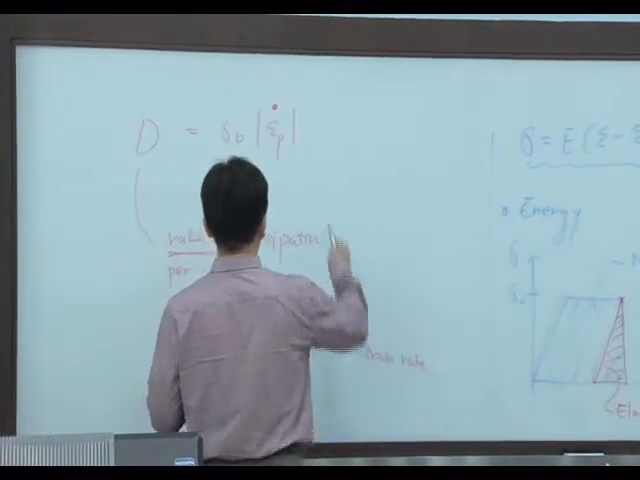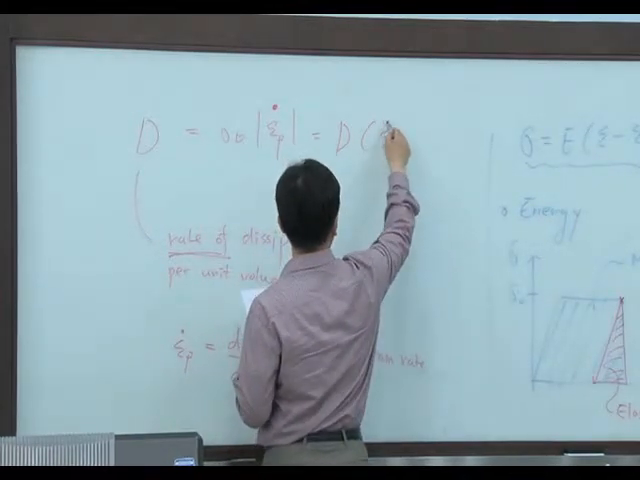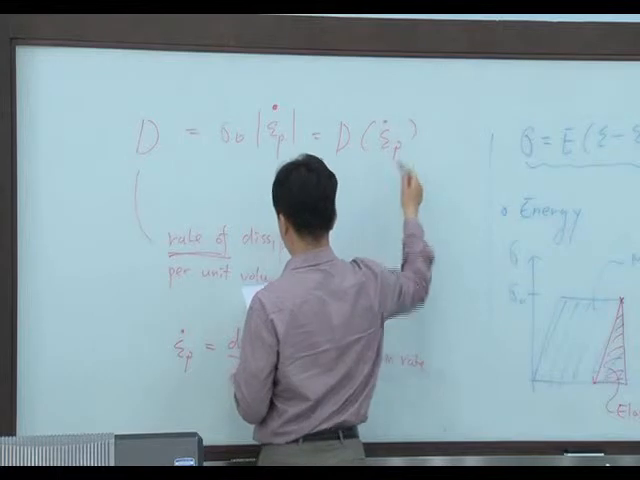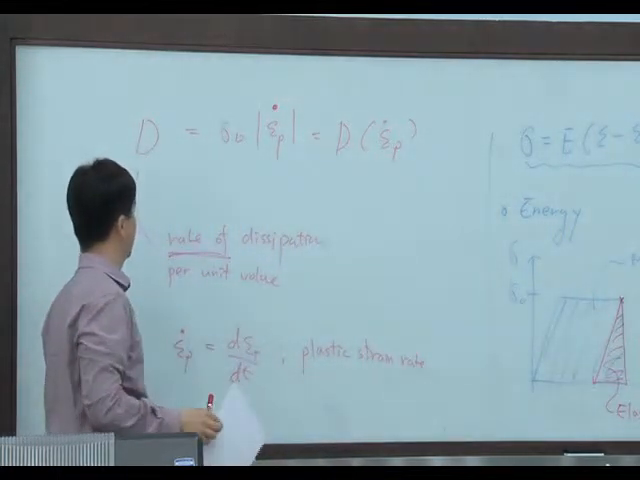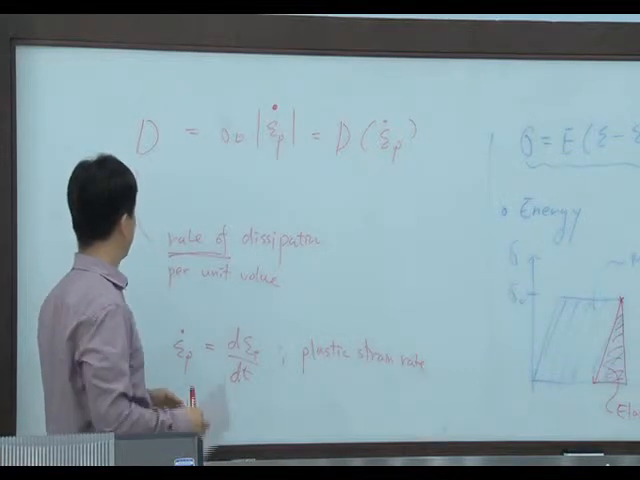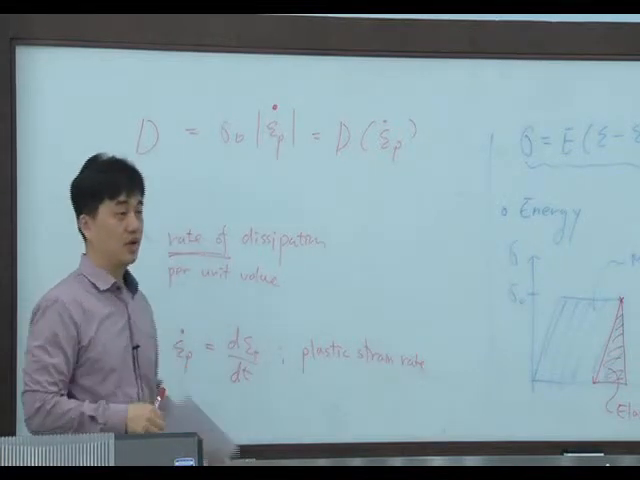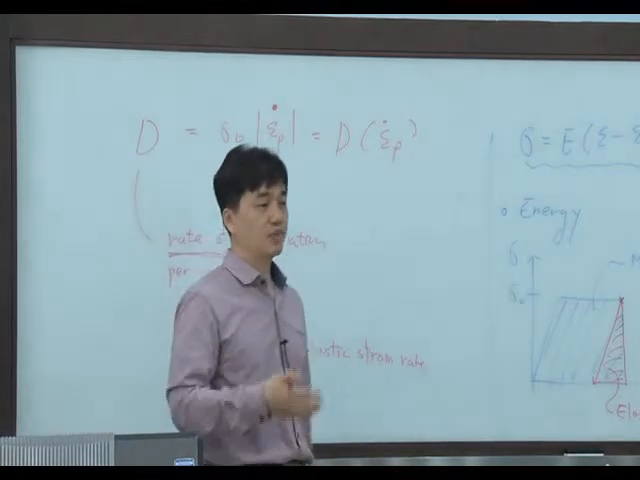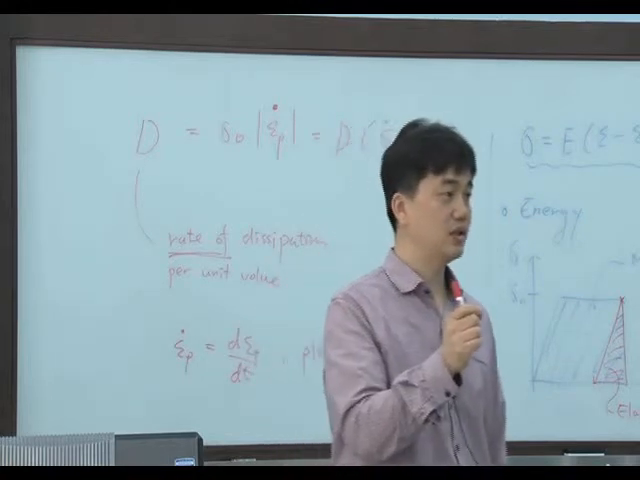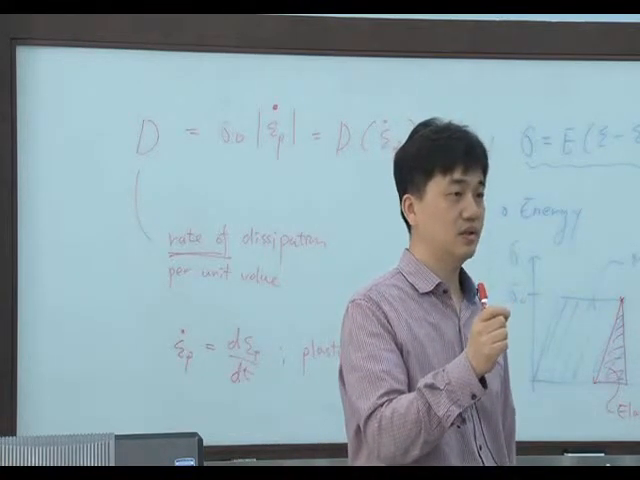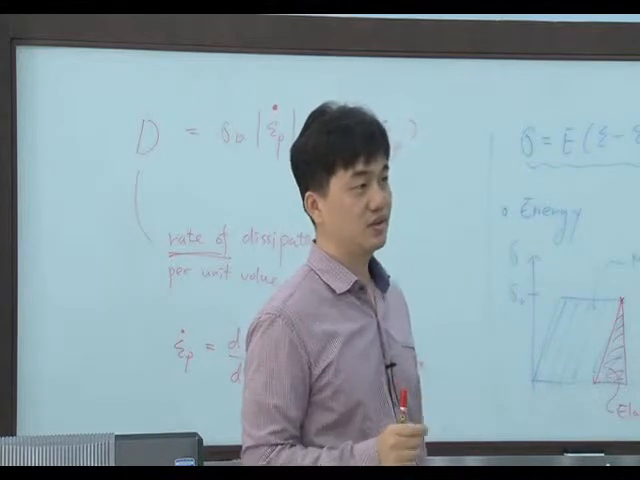Okay, and this D is a function of plastic strain rate, right? So the rate of dissipation per unit volume gives us how much dissipation happens in the unit volume of the body during 1 second, okay?